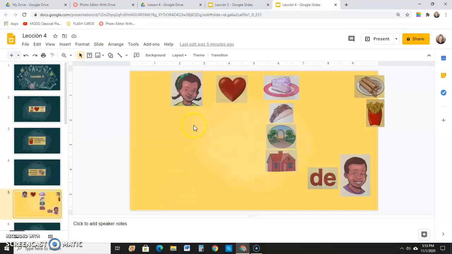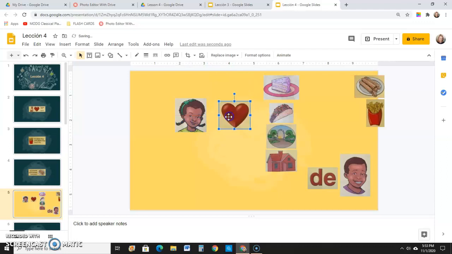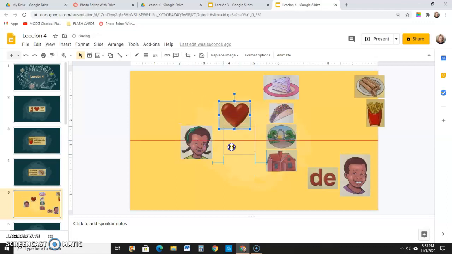Okay, let's practice. Now here we're going to say a Rosa le gusta el pastel. Okay, that means Rosa likes cake. Muy bien. A Rosa le gusta el taco. Rosa likes the taco. A Rosa le gusta el parque. Muy bien. Rosa likes the park.